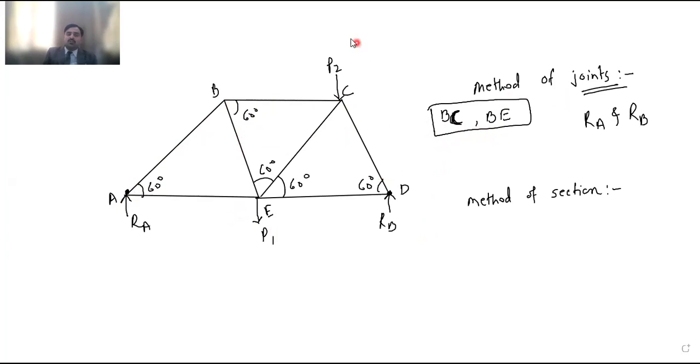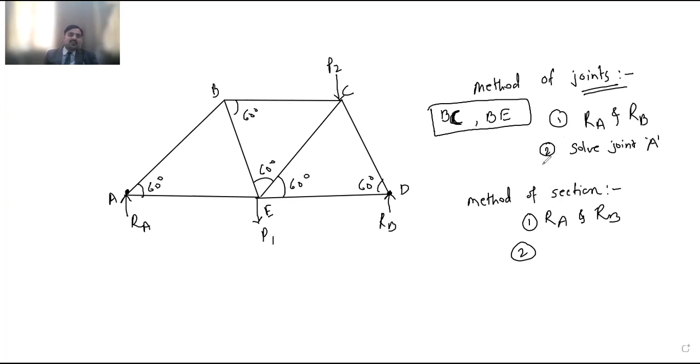But in the method of section, what is the difference now? In the method of section, first step is same. First, you need to calculate the reactions, RA and RB. Step number one is same. But here, the step number two is solve joint A. Okay, but here in the method of section, the step number two is not solve joint A.